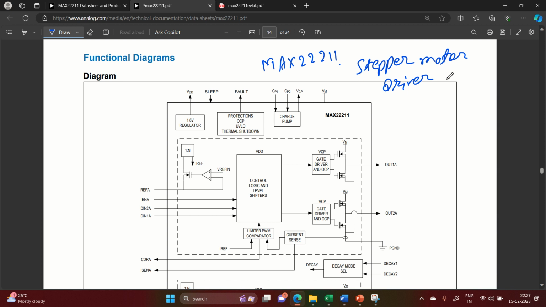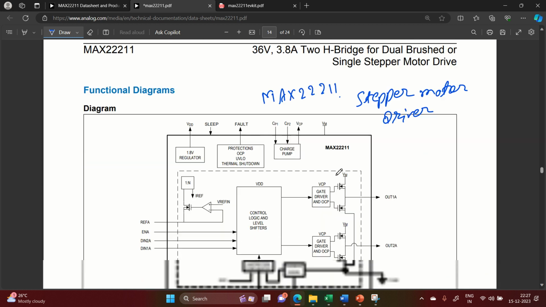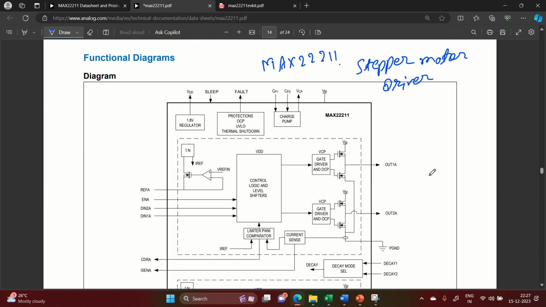So we will be seeing a stepper motor driver. Now we have completed our pin descriptions. Okay. So let's proceed to the functional block diagram. We'll be quickly passing this out. What is there here.